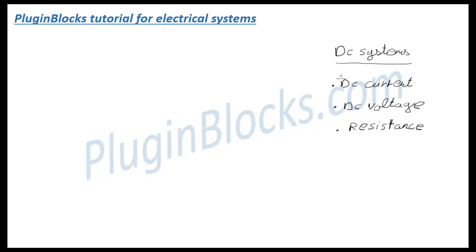A simple DC system should have DC current, DC voltage, and resistance. Those are the three main components that you need to learn to understand a very simple DC system. So let's draw a very simple circuit for a starter. This is a DC voltage source, and it is connected via wires to a resistance and back to the voltage source. This is the DC voltage source and this is the resistance.